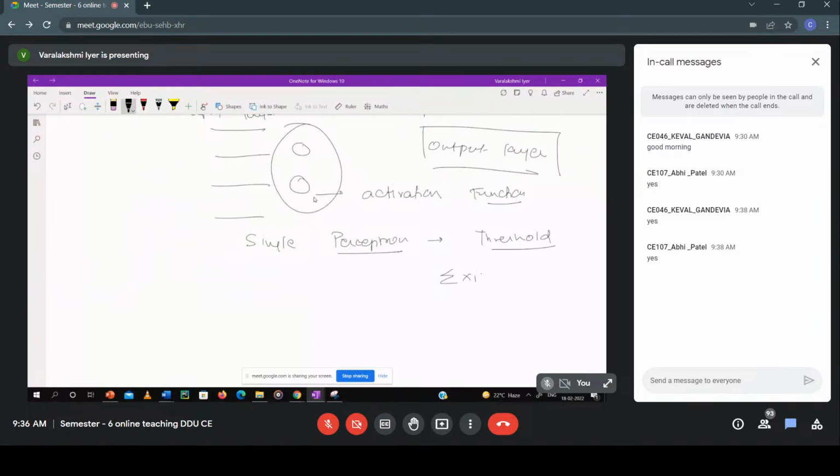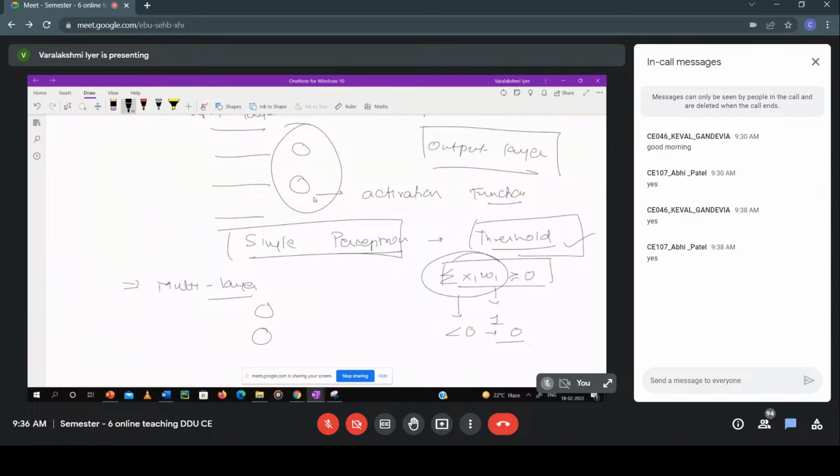So for example, if the summation of xi wi was greater than or equal to 0, we assumed that the output of the single layer perceptron would be 1. And if the weighted sum of the inputs was less than 0, then our output was 0. This kind of threshold based activation function we had used in the case of a single layer perceptron. In the case of multi-layer perceptron also, all the neurons present in your hidden layer as well as the output layer will contain a certain activation function.